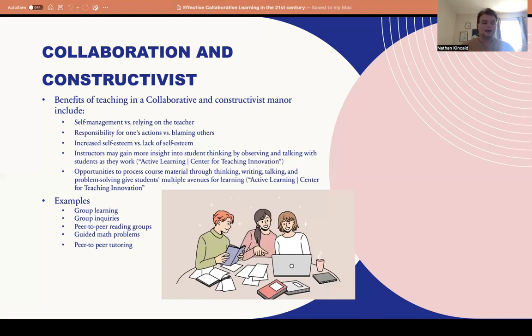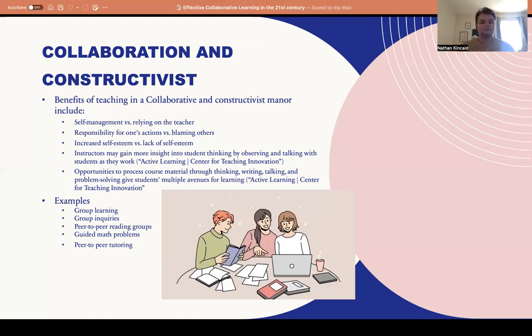Some other benefits from a teacher's perspective: instructors may gain some insight from their students by observing the way that they talk and interact with each other. So from the teacher's perspective, if you're standing back and letting your kids do their work, you can see, hey, little Timmy's not working very well with that group. Maybe next time we need to move him to a different group and see if he collaborates with them better. Or the three of them are doing so well over there. They're good rock stars.